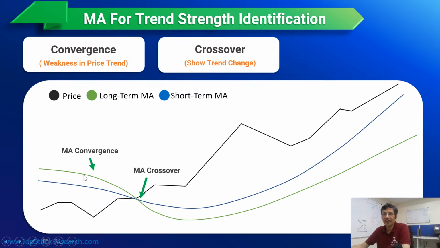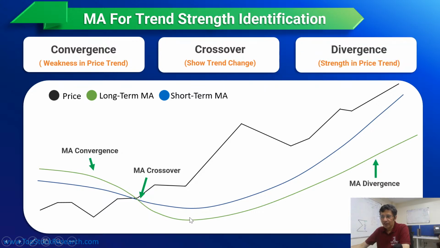So the moving averages here are converging. This is where the crossover has happened, right? So what it signals is a trend change, right? This is where the trend is changing. And the third one is when these two moving averages start moving away from each other, when the difference between the two moving averages increases, right?